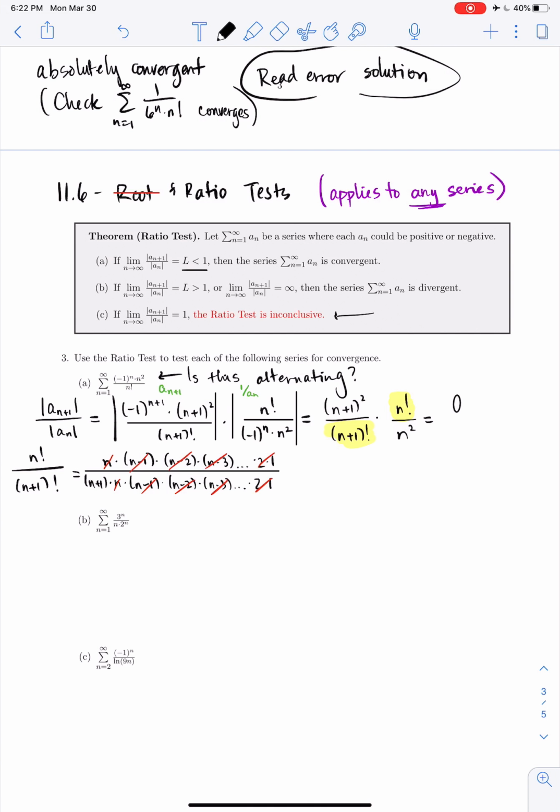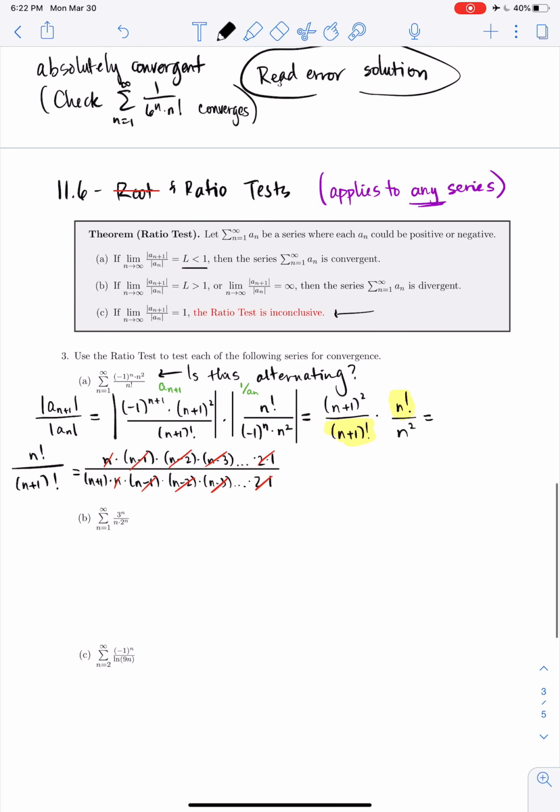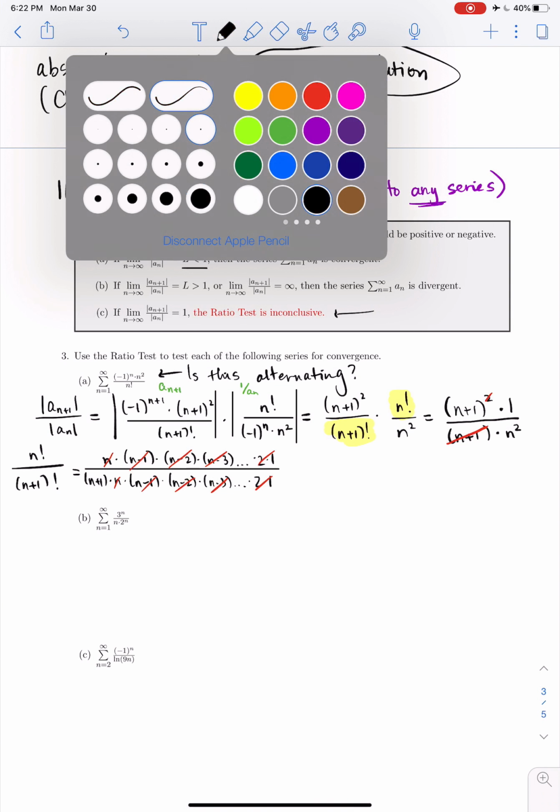So those will reduce to n plus 1 squared. n factorial is gone because it is contained inside of n plus 1 factorial, and the only thing that is then left in the denominator is n plus 1 times n squared. Okay, so we could do further cancellation. n plus 1 over n plus 1 cancels, and we are left with n plus 1 over n squared.